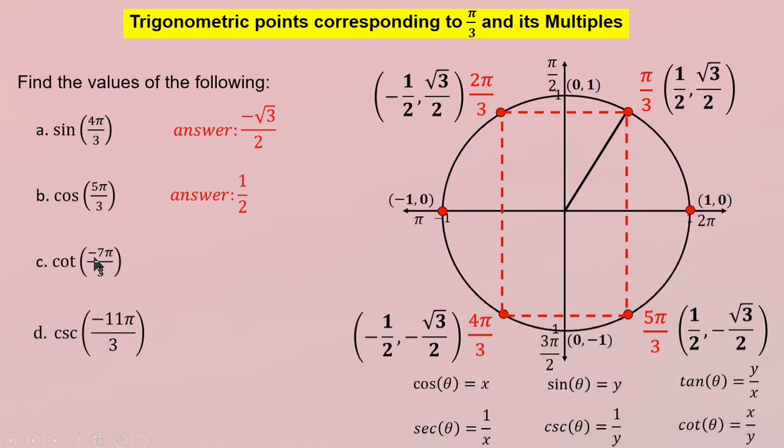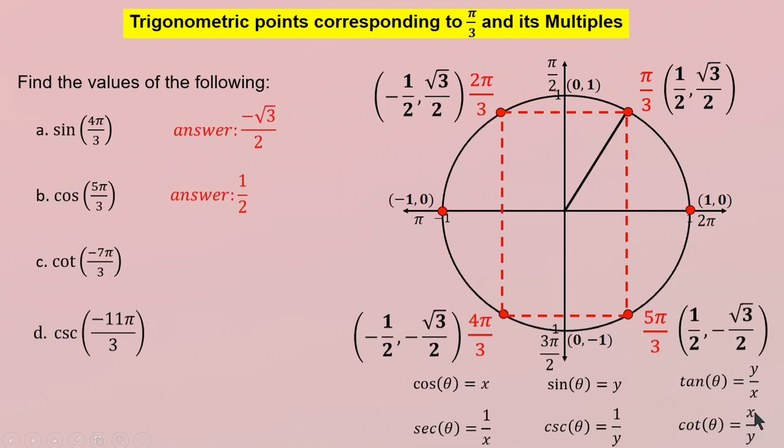Then, cotangent negative 7 pi over 3. Since this is negative, we count 7 times in a clockwise direction. We start with this point, so this is negative 1 pi over 3, negative 2 pi over 3, negative 3 pi over 3, negative 4 pi over 3, negative 5 pi over 3, negative 6 pi over 3, and negative 7 pi over 3. It coincides with 5 pi over 3. So we're going to use these coordinates.